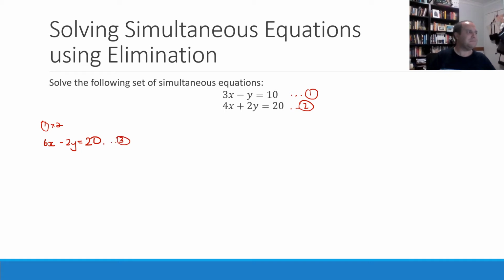And now, notice that for equation 2, the coefficient of the y term is 2. In equation 3, the coefficient of the y term is negative 2. And that's great. That's exactly what we're after. They could also both be the same, both positive 2, but one positive, one negative is fine too. Now what I'm going to do is write equation 2 directly underneath.